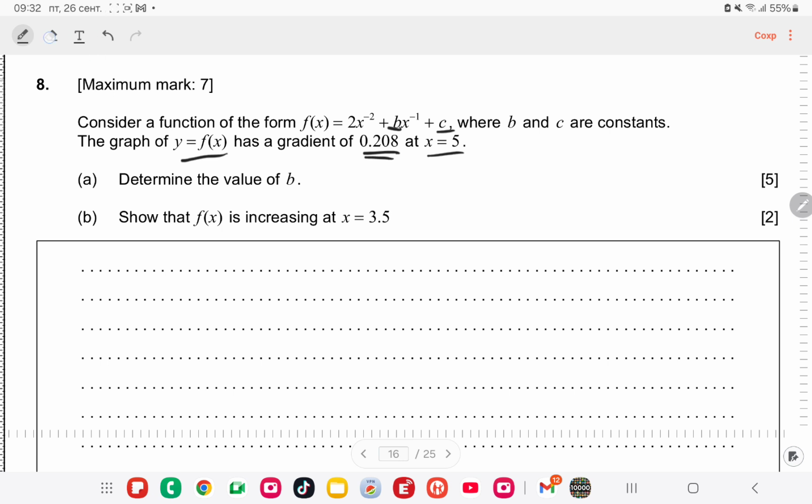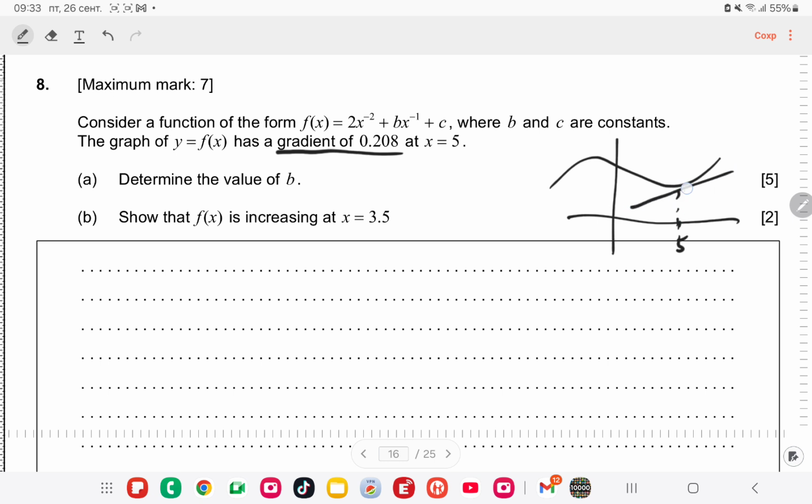Okay, so what to do? First of all, let's understand the relation of the gradient concept to the function. The gradient is given at the point. So we have the graph of the function, and we have x equals 5, and the gradient is equal to 0.208. Okay, this is a function f(x). The gradient of the function at the point is equal to the slope of the tangent at this point. It means that we have to find the derivative.